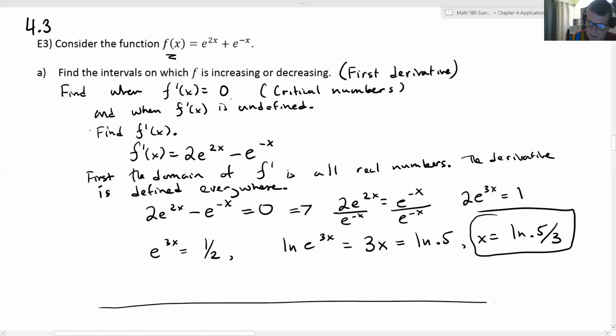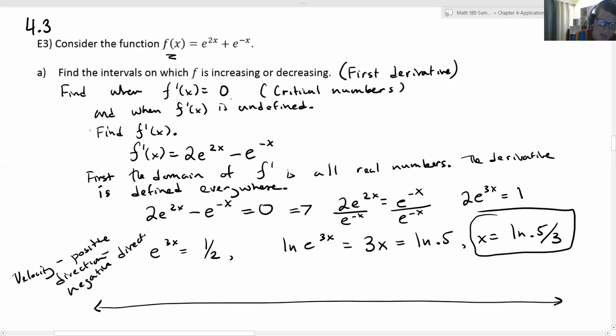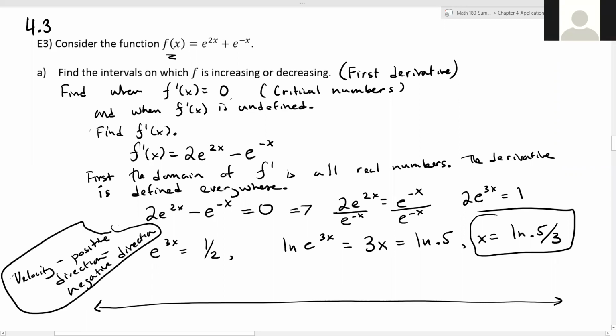Now what we want to do is go in and check. This is just like, if you remember, the velocity problems, positive direction, negative direction problems. This is exactly that. When we talk about velocity going in the positive direction, we're talking about f increasing, and velocity in the negative direction means f decreasing. So they're actually the same question, just a different context. We'll have ln of 0.5 divided by 3 right here, and by the way, this is approximately negative 0.231.